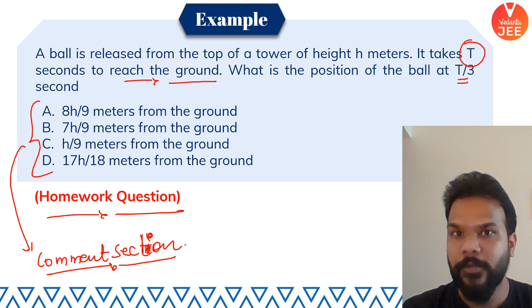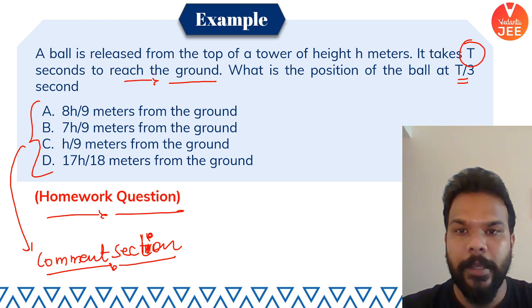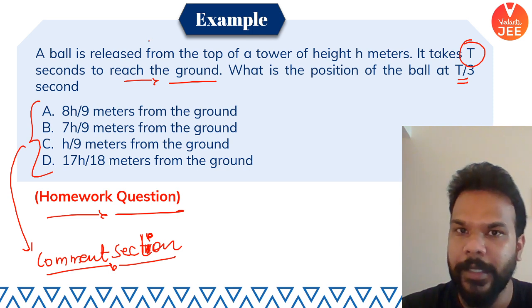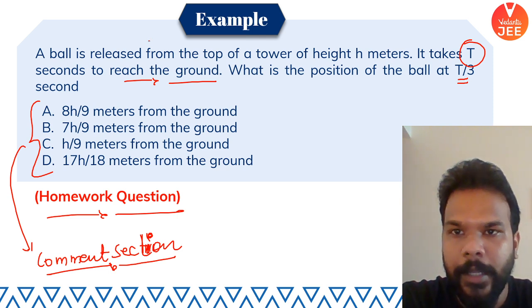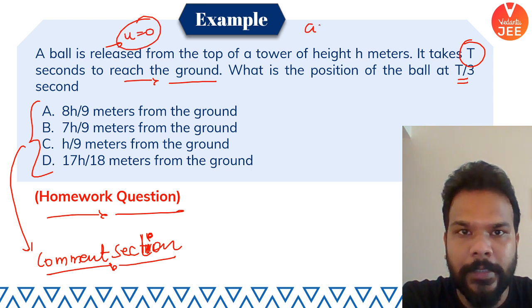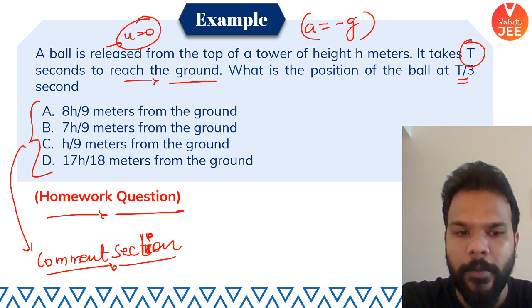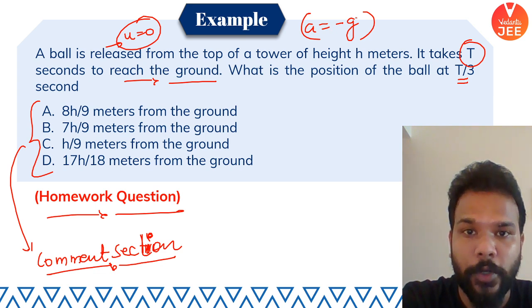It's a tricky one, so be careful when you are attempting. And obviously, the equation that you will use is ut plus half at square to find this out. And when the ball is being released, obviously the initial velocity is 0. Acceleration value, please use it as minus g. Okay, cool. So guys, this is the uniformly accelerated motion for today.